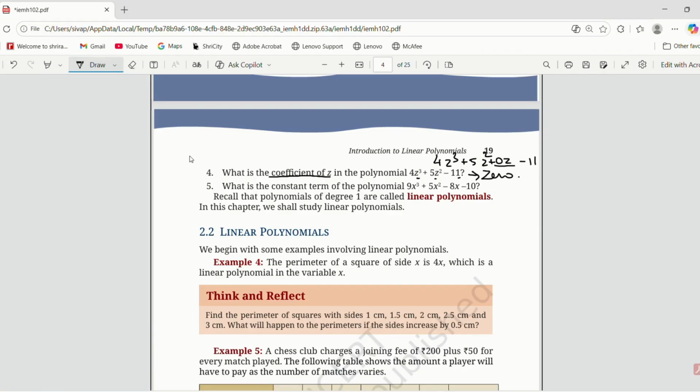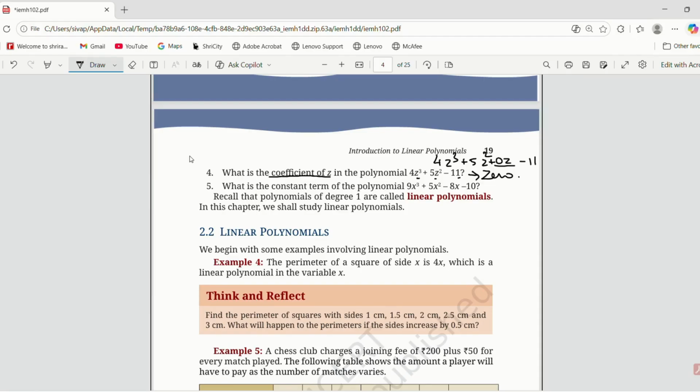Similarly, if they are asking what is the coefficient of z to the power 4, here there is no z to the power 4 term, which means the coefficient is 0. If they are asking about the z to the power 5 term, yes, the coefficient is 0. So if they are asking about a term which is not there in the polynomial, then the coefficient of that particular term is always 0.